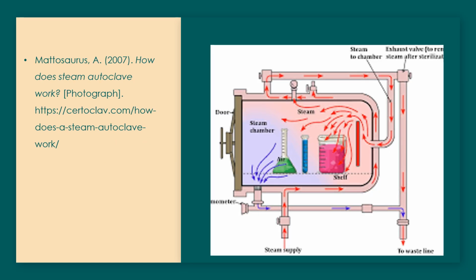Gravity displacement steam sterilization. This is when the air in the chamber is pushed down by gravity and goes through a valve by the pressurized steam. The air is then removed from the chamber. This leaves the pressurized steam to sterilize the instruments and takes about 2 hours.